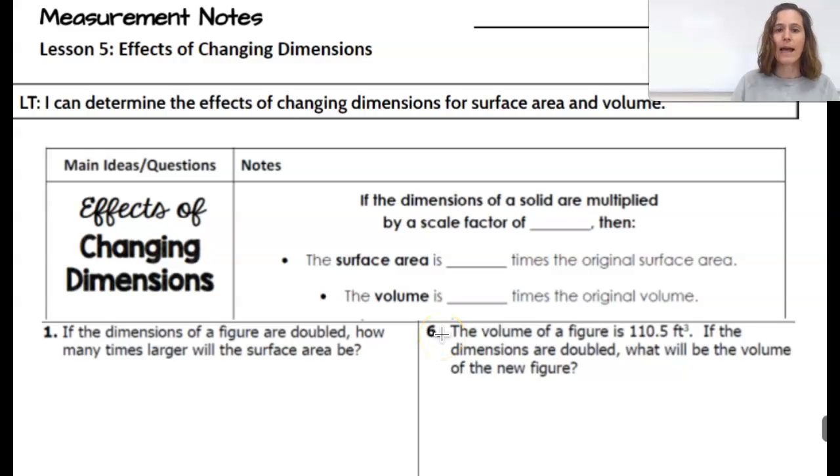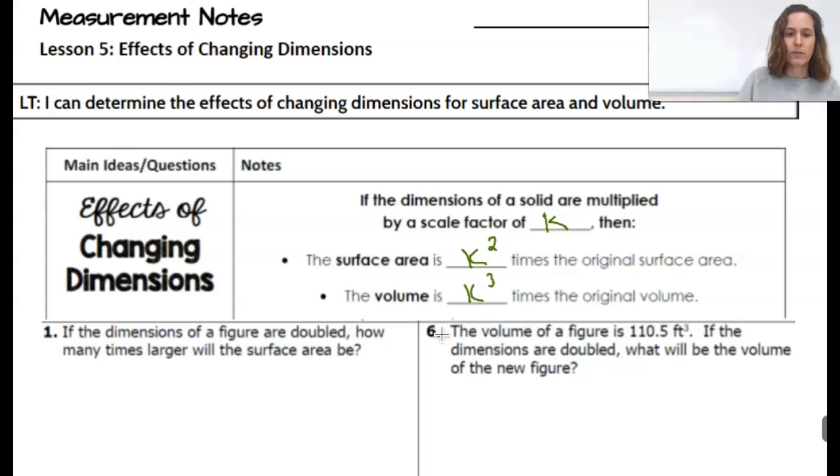We're going to take a look at how changing dimensions affect surface area and volume. If we have a scale factor of k, then the surface area would be k squared times the original surface area, because the way that you label area would be the unit of measurement squared, like inches squared, feet squared, whereas volume would be cubed, feet cubed, inches cubed.